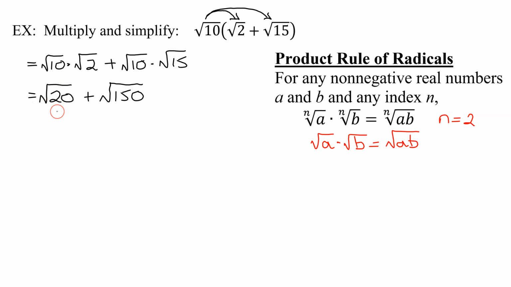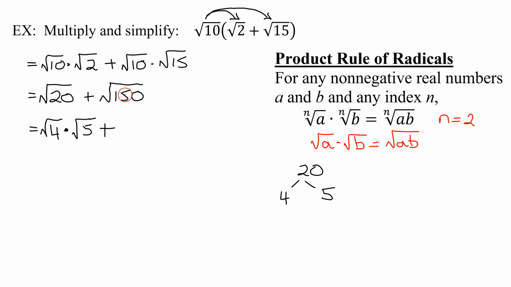Can we simplify the square root of 20? Well, we need to factor 20, and I'm going to pick 4 times 5, because 4 is a perfect square, so I'm going to leave it alone, and 5 is a prime number. So what I'm going to do is use the product rule of radicals going in the other direction, that says the square root of 20 is going to equal the square root of 4 times the square root of 5.